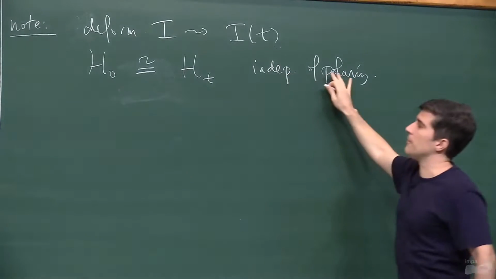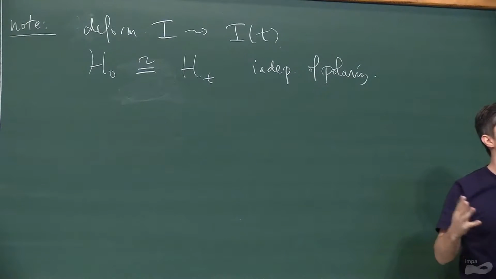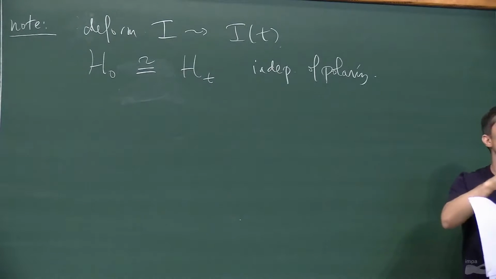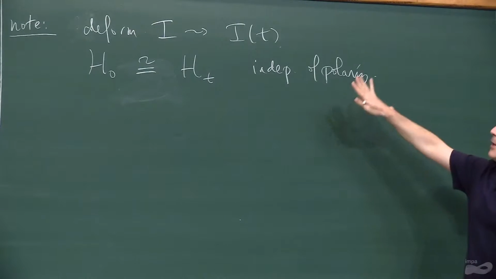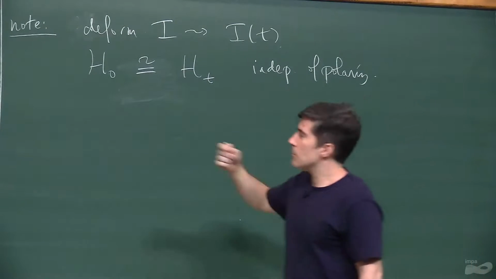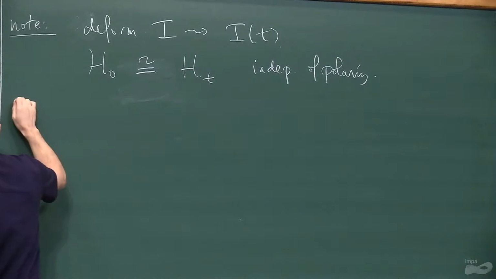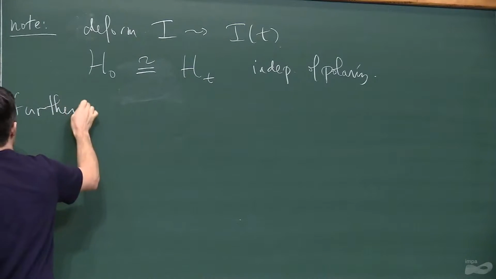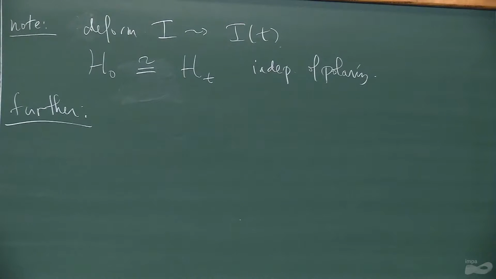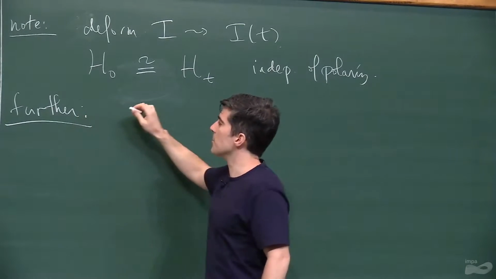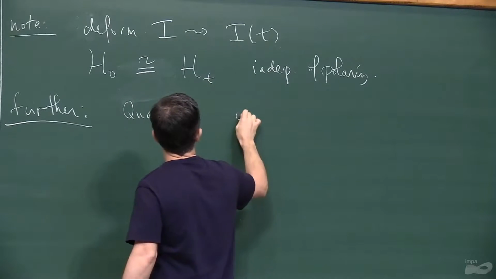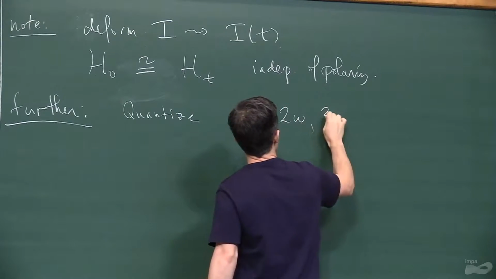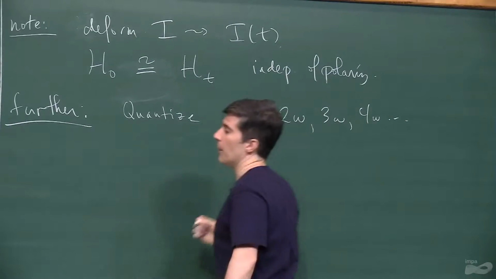So this is somewhat imprecise because it does actually depend. It could depend on it, but maybe not under small deformations. Maybe if you did a large deformation, then maybe it would depend. But anyway, I'm not talking about this. So there's a further step that you could take, and this is an important step. So let's quantize omega, but also 2 omega and 3 omega, 4 omega, and so on.